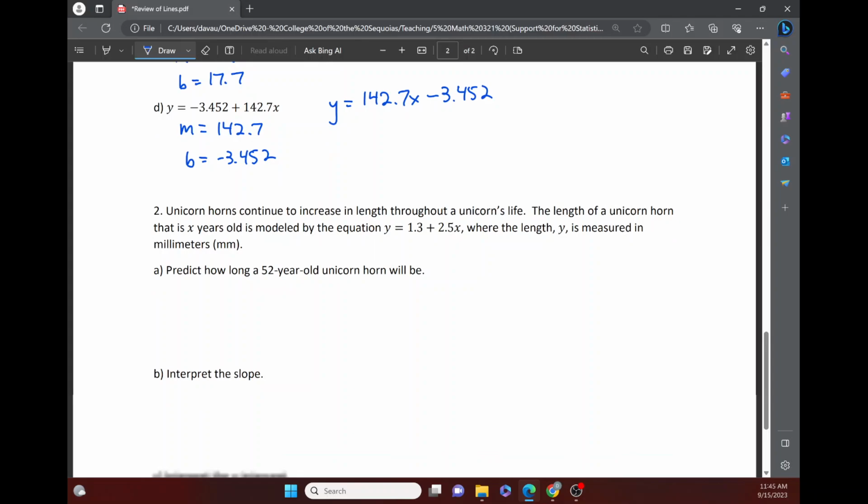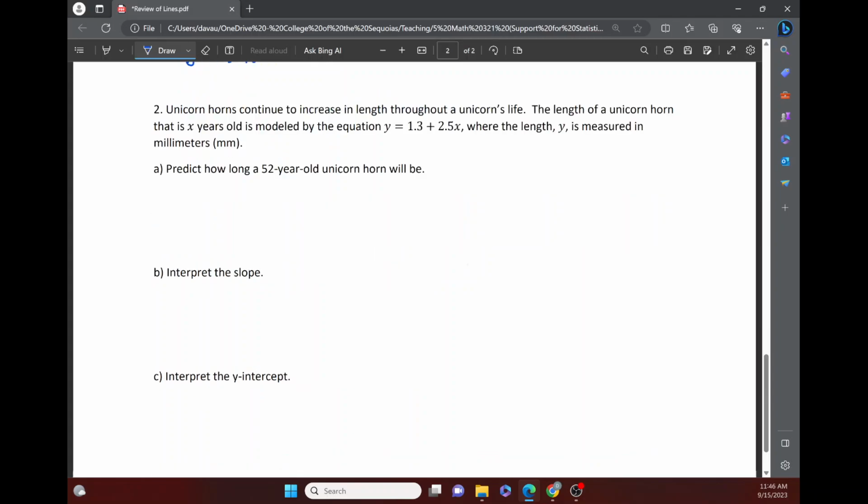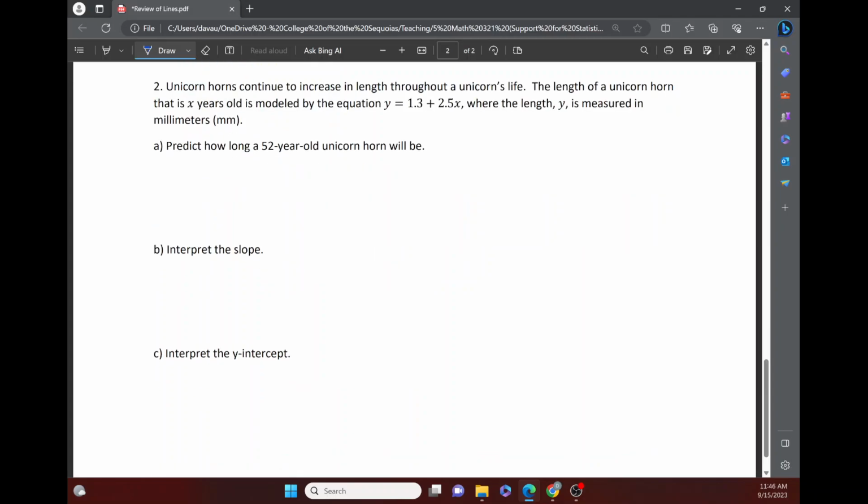Okay, so one last example. It says unicorn horns continue to increase in length throughout a unicorn's life. In case you didn't know, now you know. The length of a unicorn horn that is x years old is modeled by the equation y equals 1.3 plus 2.5x, where the length y is measured in millimeters. Part A asks us to predict how long a 52-year-old unicorn horn will be.